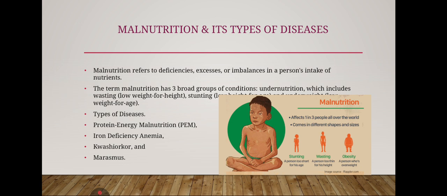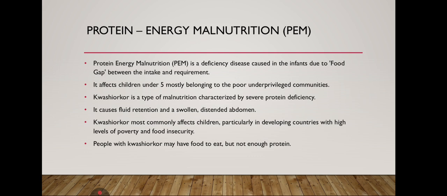Third one, obesity, a person who is overweight. Depending upon the age and the height, if the person is overweight, it is referred to as obesity. The next, protein energy malnutrition. Shortly we say PEM. This is a deficiency caused in infants, that is children, babies, due to a gap between the food intake and requirement.